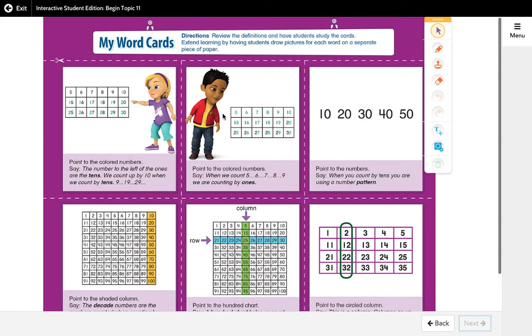Now, this is going to be pretty much what the whole entire unit is about, these ones in this ones place here. So it's okay if they don't do that right away today.